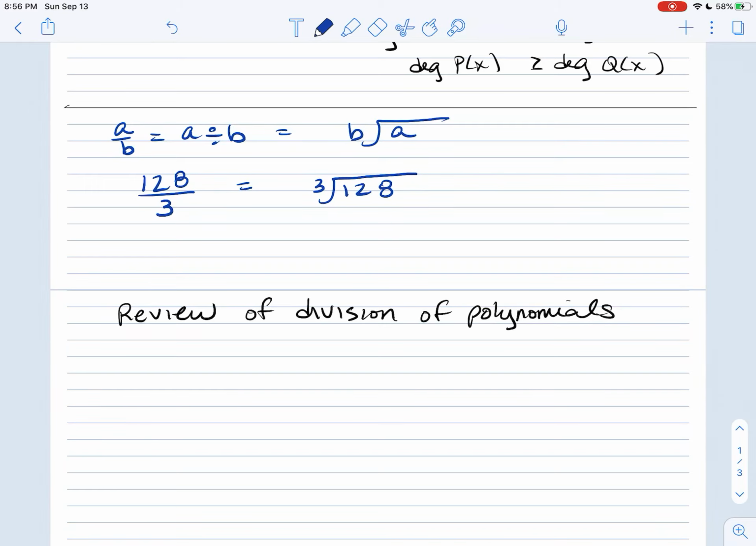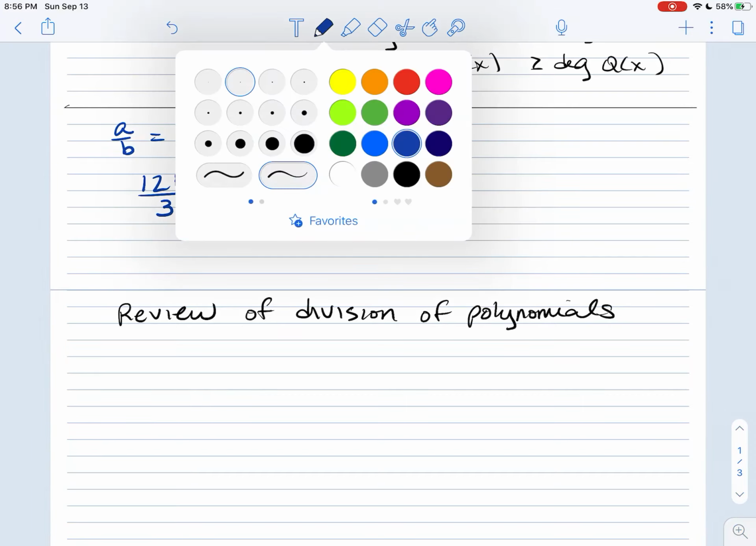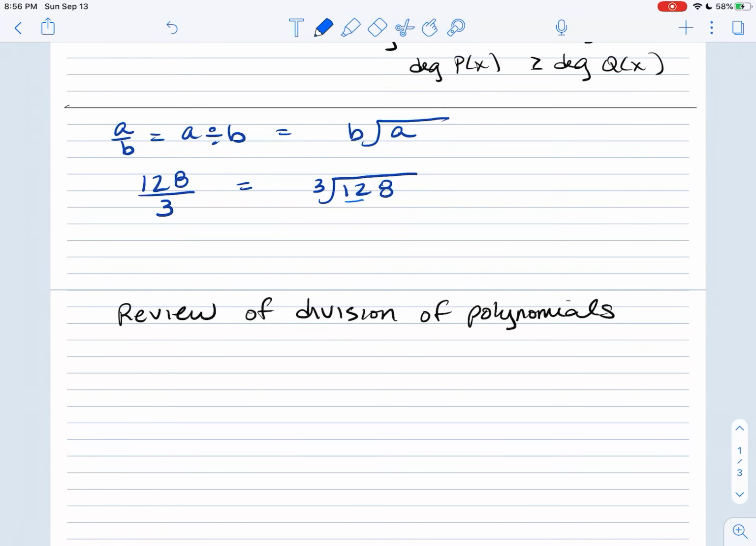And I would go through the motions of 3 times what gives me 1. That's not enough. So I would take 3 times what gives me 12, and I would say 4. And what do I put on the outside? I would put the top times the outside. And that would be 4 times 3, so I would put 12 here, and then the next step would be I would subtract. And in my subtraction, 12 minus 12 is 0, and then I would drop down the 8, and I would begin again.